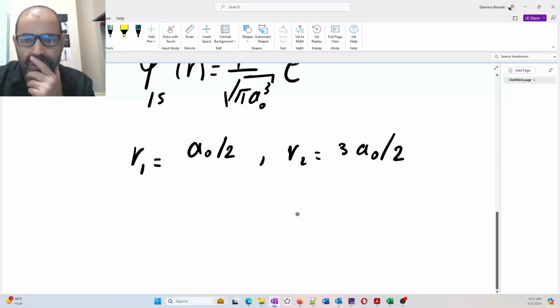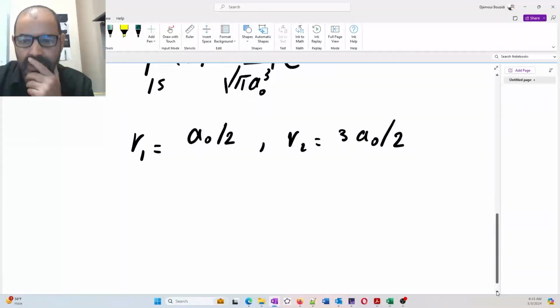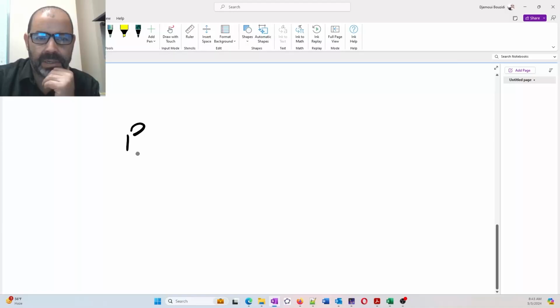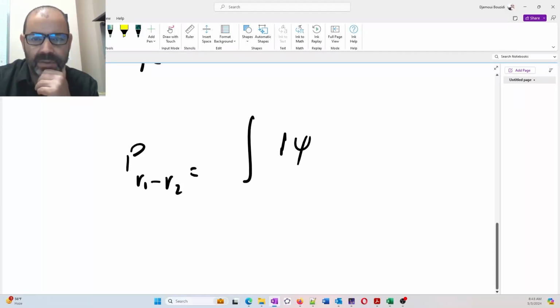So basically half the Bohr radius and about a time and a half the Bohr radius. So for that, since the wave function now is normalized, this probability is just given by the integral between these two boundaries. So basically the probability of finding it between r1 and r2 is simply going to be equal to the integral of the probability density, which is given by the square of this function now.